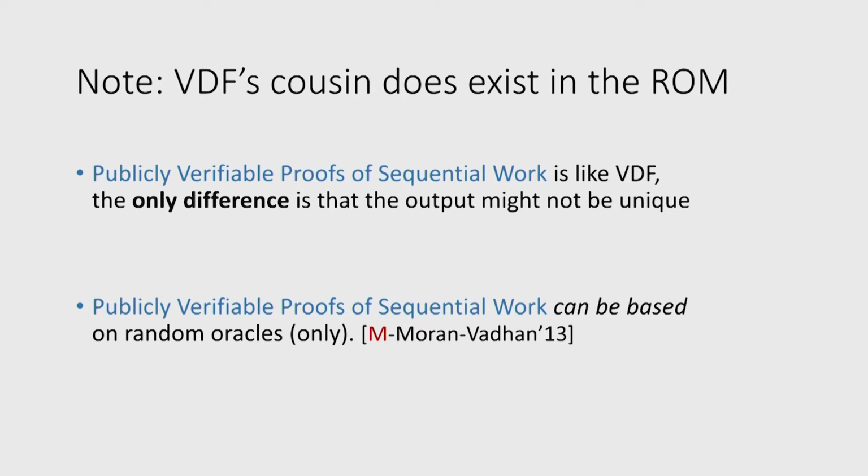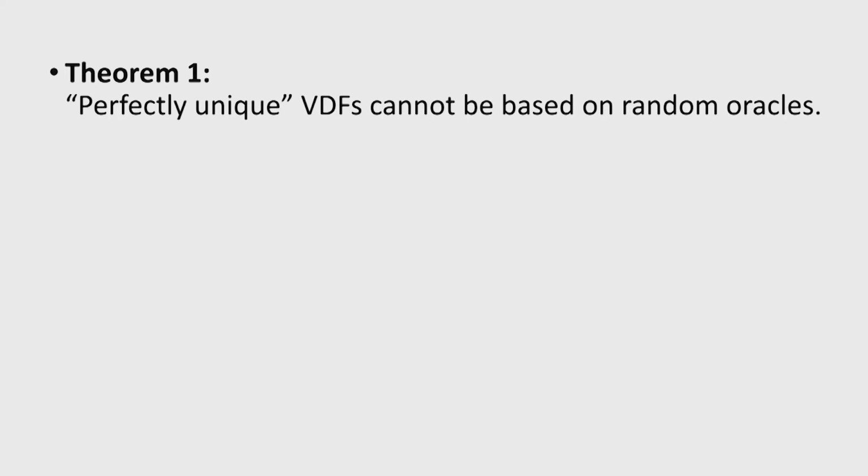So VDF is basically a publicly verifiable proof of sequential work where the output is unique when you ignore the proof. So you might wonder, I still bet that it's probably impossible to construct VDF, but we still don't know. What we do prove, two results quickly. One is that if you take this uniqueness property to the extreme and you assume it to be perfectly unique, which I'm going to define in a second, then you cannot construct VDFs from random oracles only.